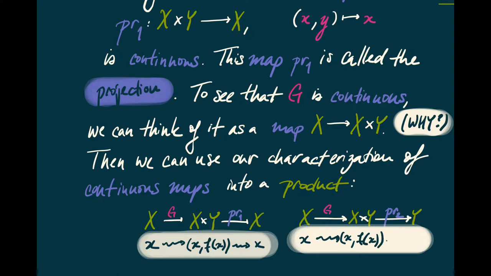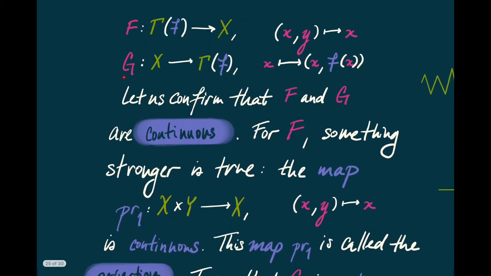And then when I project onto the second factor, I just get f of x. In other words, this long map here from x to y, this composite, is just the map f. And we started off by assuming that f was continuous. So the identity is continuous, and f is continuous, and therefore the map g is also continuous. And since the map g is continuous, and since you did your little exercise to make sure that it really is fair to say that now g, regarded as a map from x to gamma of f, is also continuous.